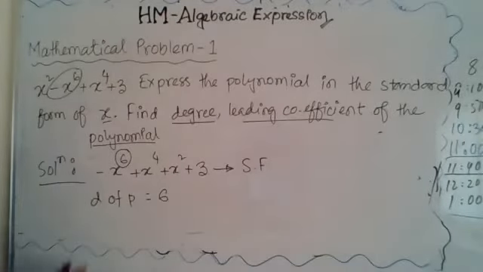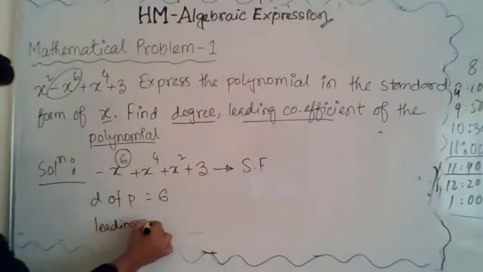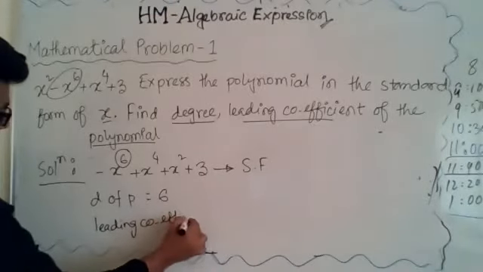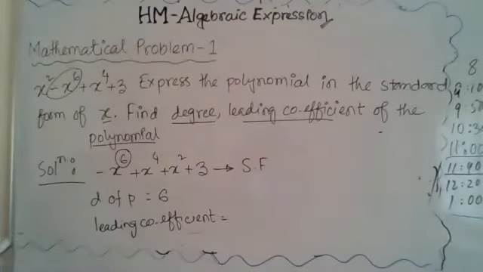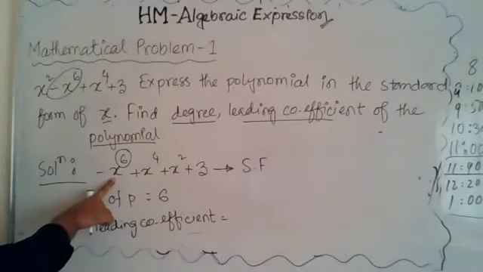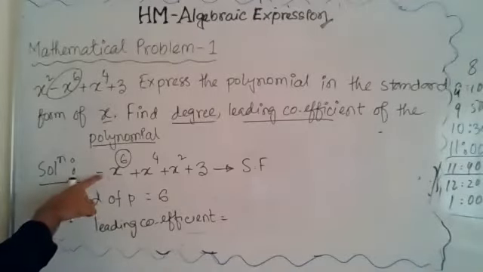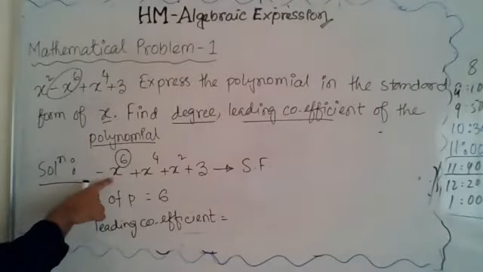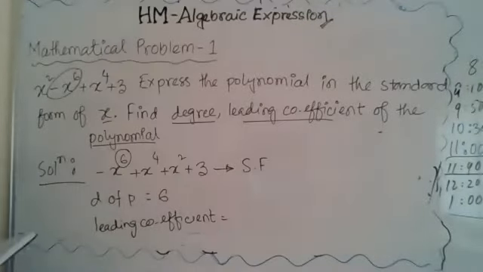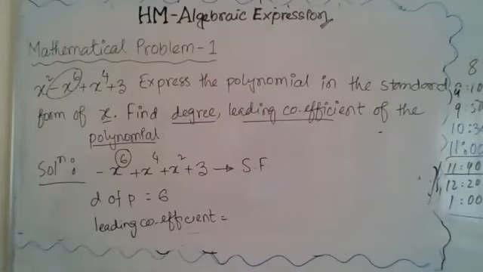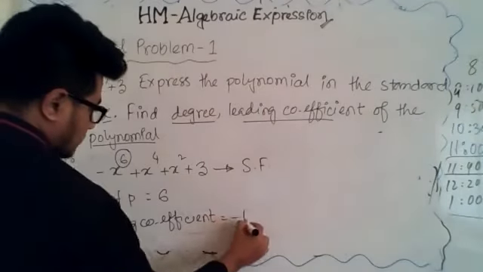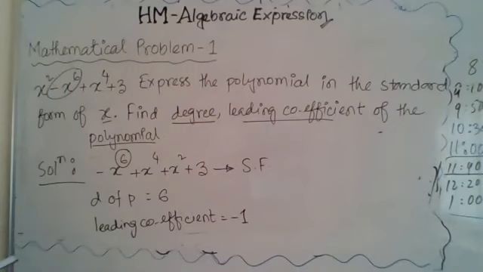And then we have the leading coefficient, right? So to find out the leading coefficient, I must know the leading term. The term with the highest power of variable is the leading term, and the coefficient of the leading term is leading coefficient. So x to the power 6, can anybody say what is the coefficient of x to the power 6? Minus 1. Excellent, excellent. So the leading coefficient will be minus 1, right?